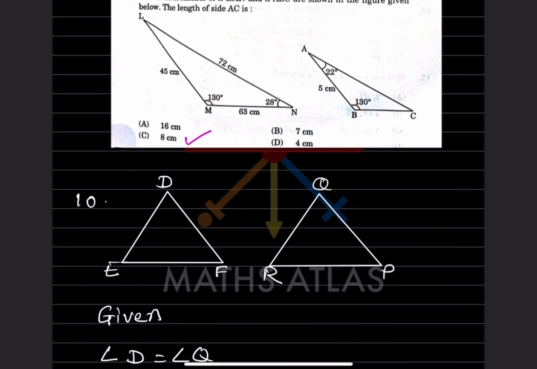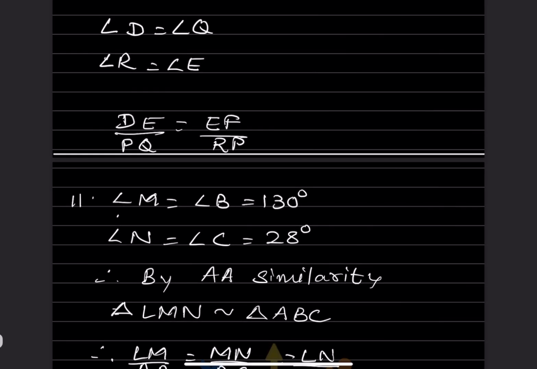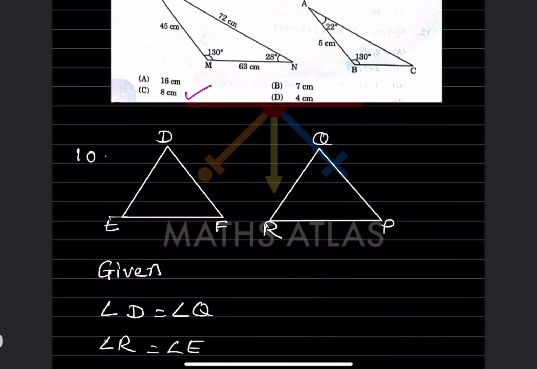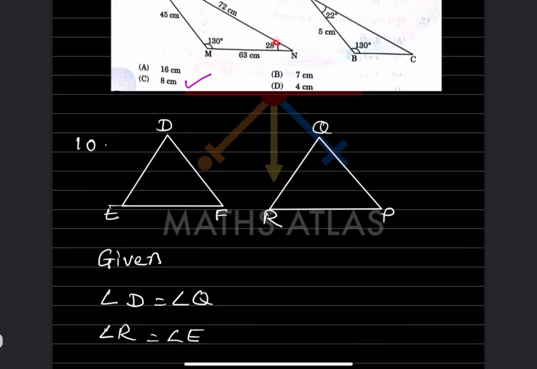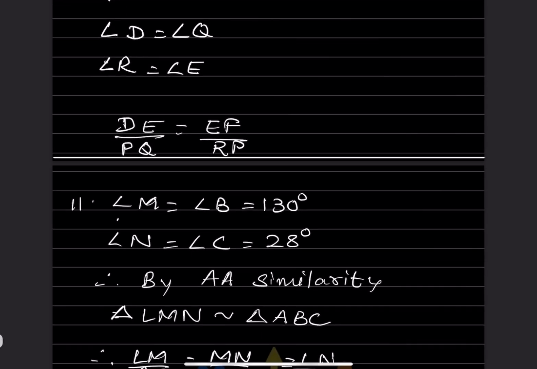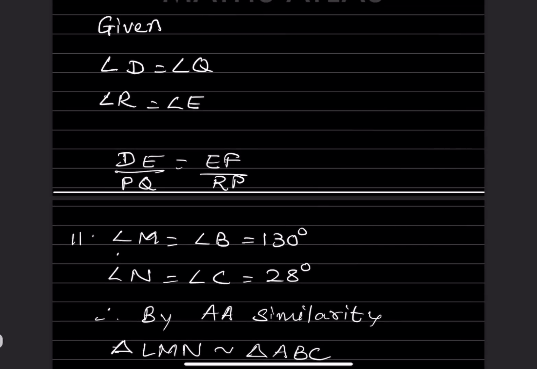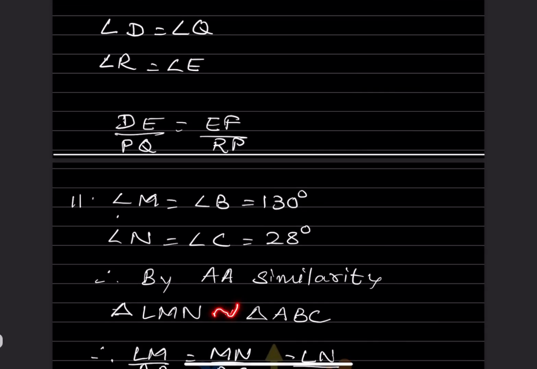So now let us see for the similarity. Angle M is angle B, that is 130. Angle N is equal to angle C. This also should be same, because if these are same, this also should be same. That is 28. So by AA, that is angle similarity, triangle LMN should be similar to triangle ABC.